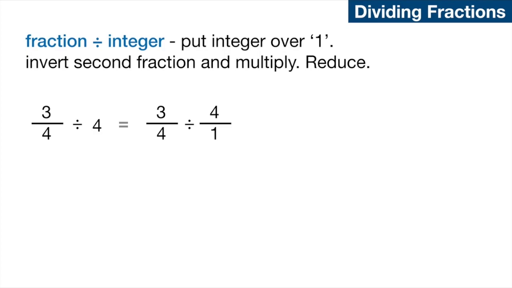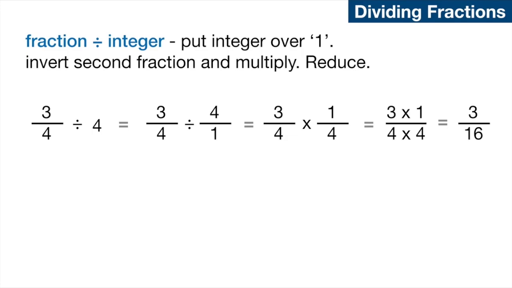We invert the second number and multiply. So 3/4 times 1/4, and then we multiply. So we get 3 times 1 equals 3, divided by 4 times 4 equals 16, so 3/16. So that's dividing a fraction by an integer.